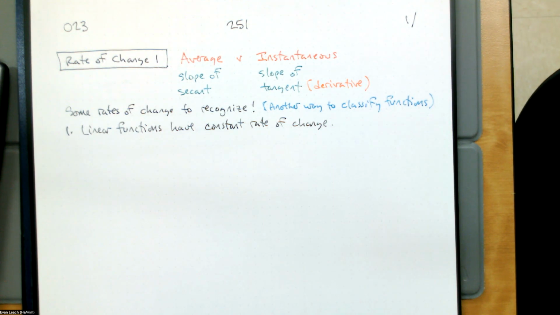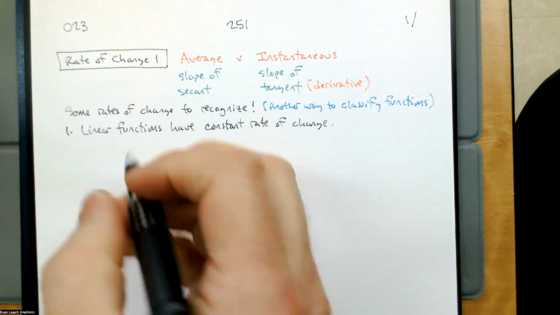Linear functions have a constant rate of change. This is the defining characteristic of a linear function. This is what makes them linear. Linear functions have a constant rate of change. We need to think about this in terms of the functions themselves. So let's write down a generic linear function.